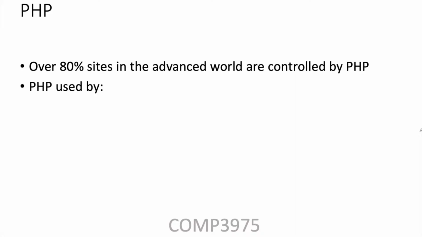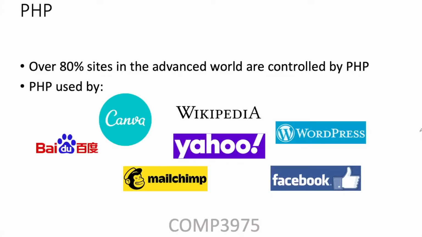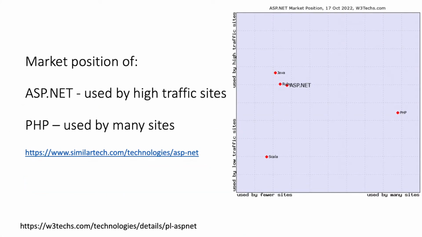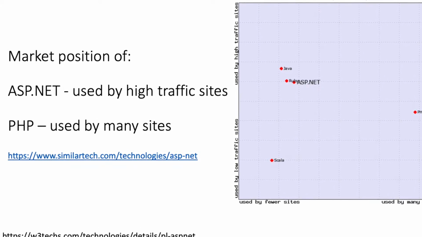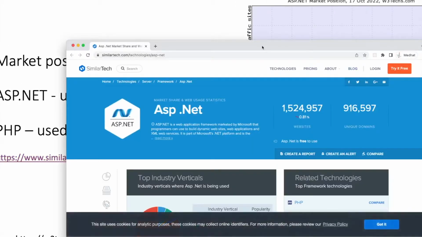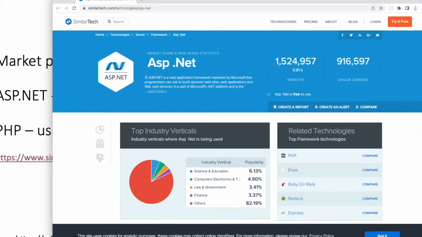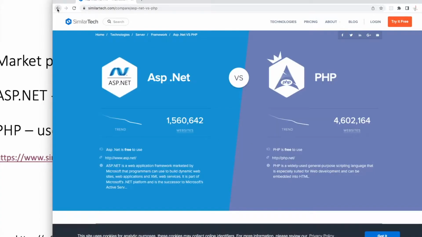PHP is used by some of the largest companies in the world, and these are WordPress, Yahoo, Facebook, Canva, Wikipedia, MailChimp, Baidu, Tumblr, and also Flickr. The two web development technologies that are covered in the web and mobile option are ASP.NET and PHP. If we go to this site here, it will give us a comparison of ASP.NET with other web technologies. And if you compare it with PHP, PHP is ahead of ASP.NET.